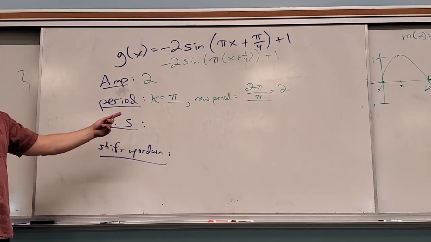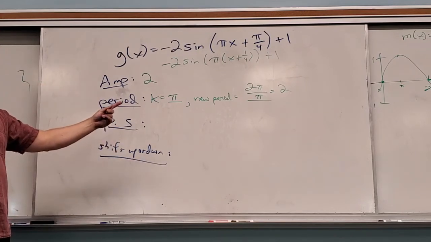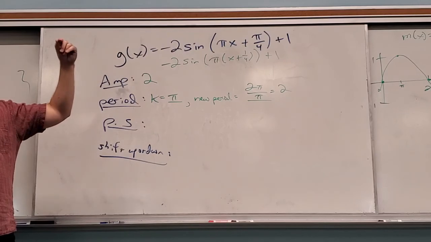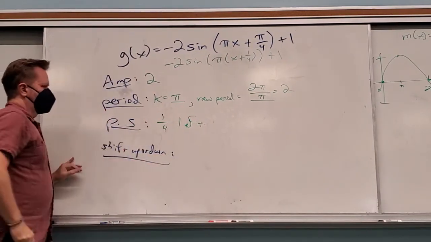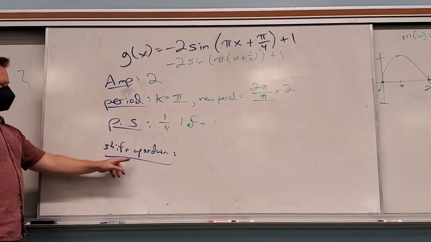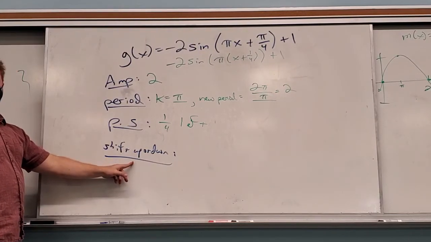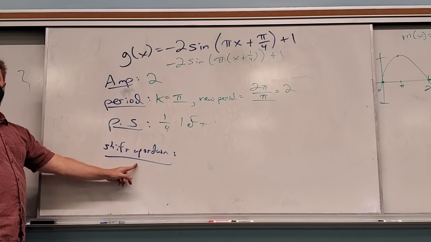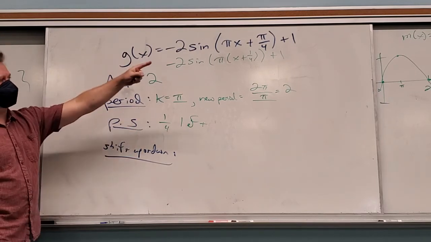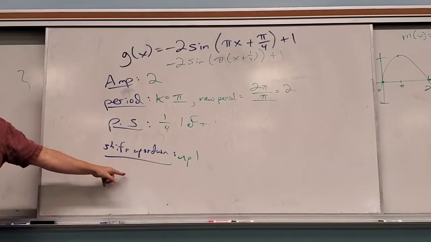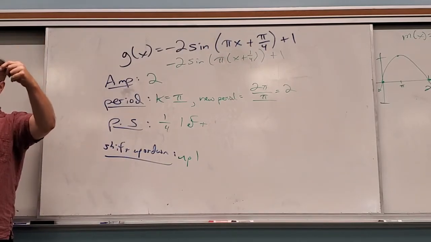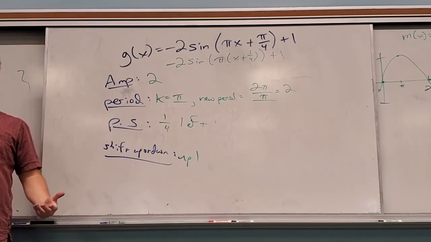What's the phase shift? 1/4 to the left. And does it shift up or down? What's the vertical shift? Up 1. You can see at the end there. That's the last thing I would do. Everything else first, and then just move it up 1.